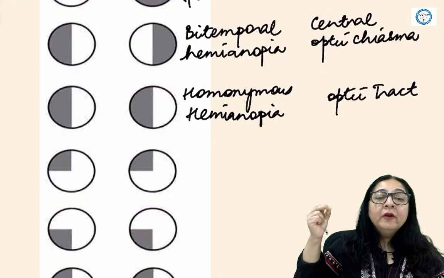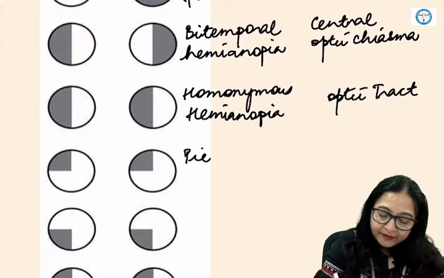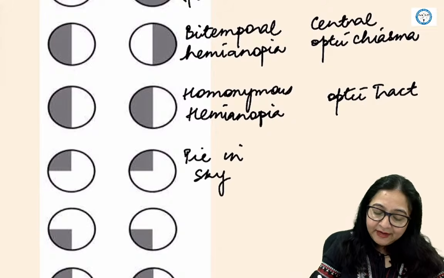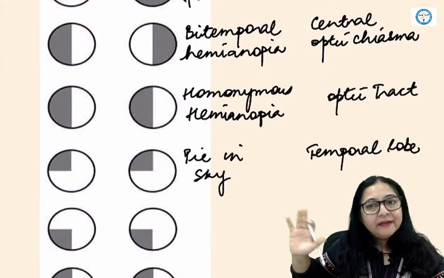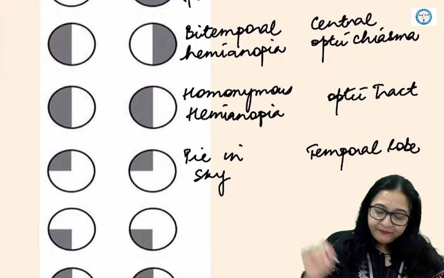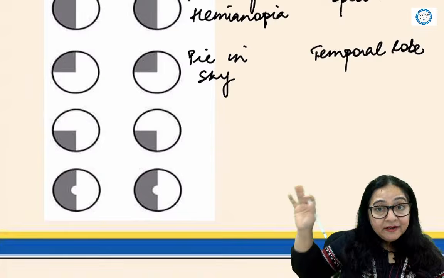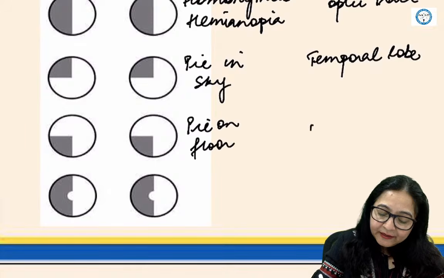Okay, if a quadrant is gone, it means either it is temporal lobe or parietal lobe. In temporal lobe, it is pie in the sky, superior quadrantic defect on both sides, pie in the sky. So that is your temporal lobe. ठीक है, कोई ज़्यादा इसमें कॉम्प्लिकेट करने की बात नहीं है, just remember it in the simplest way बच्चे. ठीक है, if there is a quadrantic defect in the inferior quadrant, that is pie on the floor, so that is seen in the cases of parietal lobe lesions.